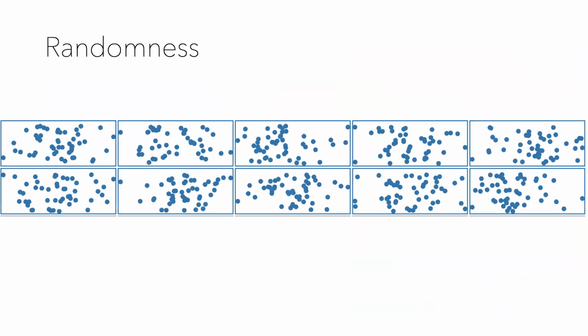The second algebraic issue is randomness, right? So I mentioned that jitter, each point gets a random y value.